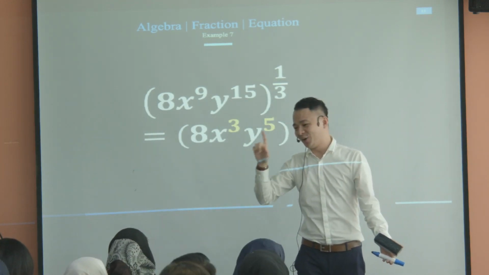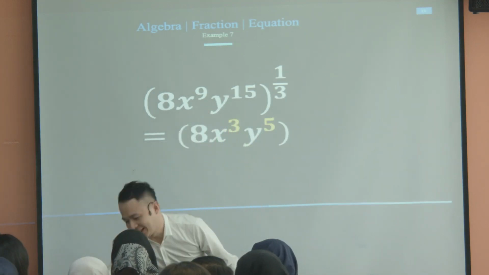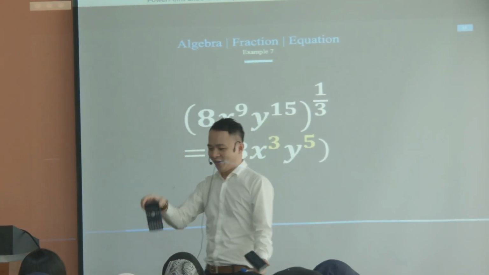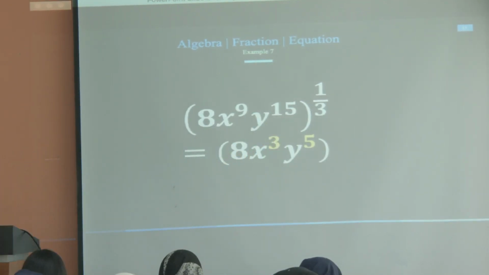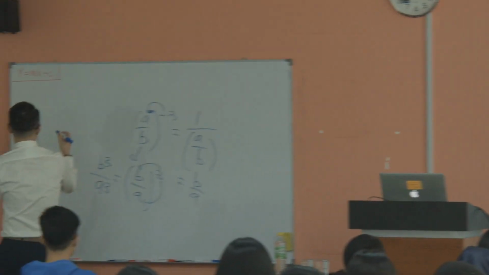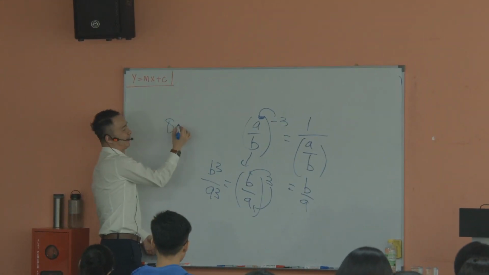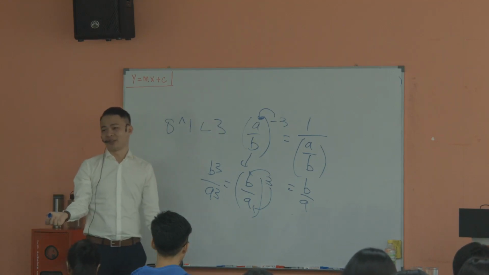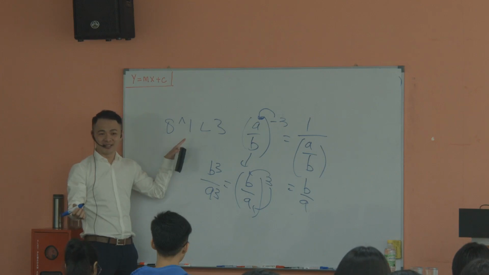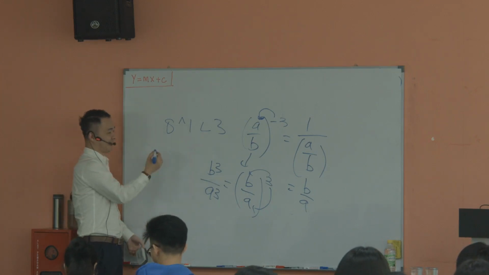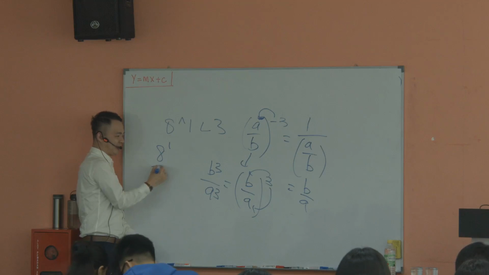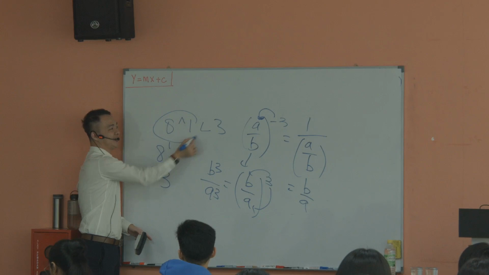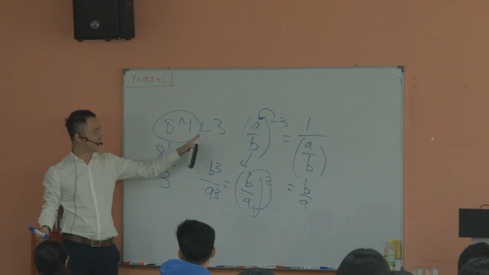If you are using the old model, like this one, make sure you bracket the power. Or else, this is what happens. A lot of students will type like this, 8 power of 1 over 3, isn't it? This is what your calculator will tell you. But if you straight away type like this, what the calculator understands is 8 power of 1, and then the whole thing over 3.